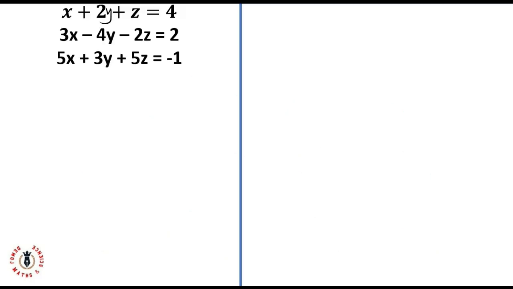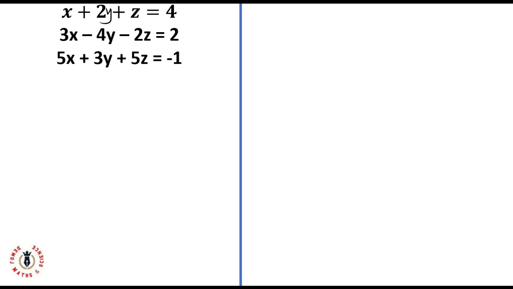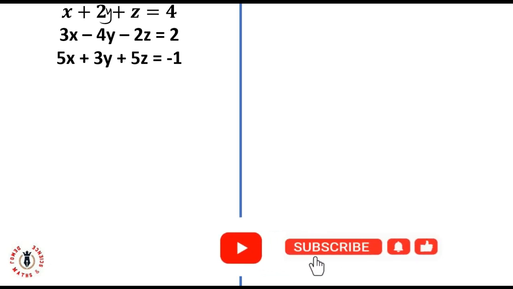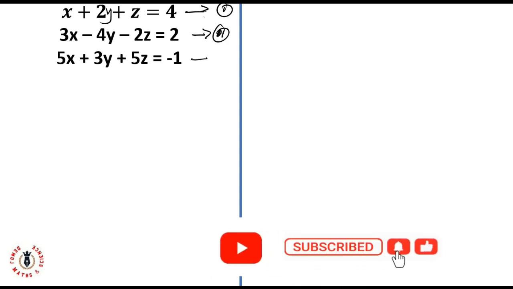Here we have a system of three linear equations, and I want us to use the substitution method to solve them. There are other methods like the elimination method, but for this lesson, I'll use the substitution method. Let's name the equations first. This is equation 1, equation 2, and let's tag this equation 3.